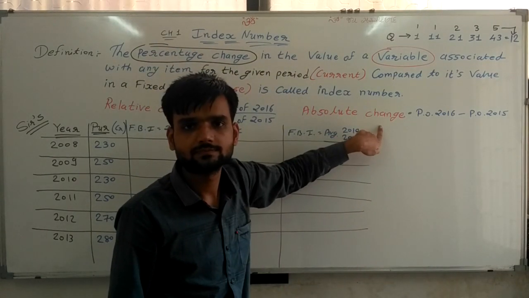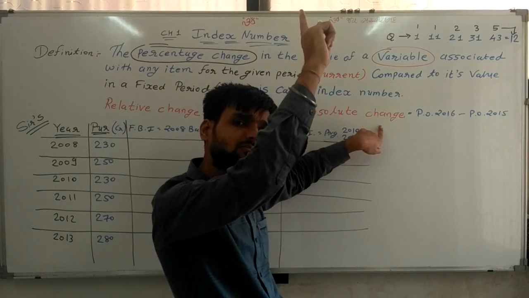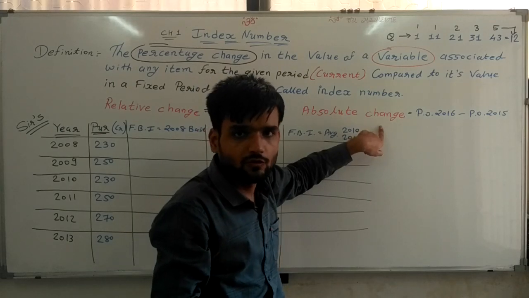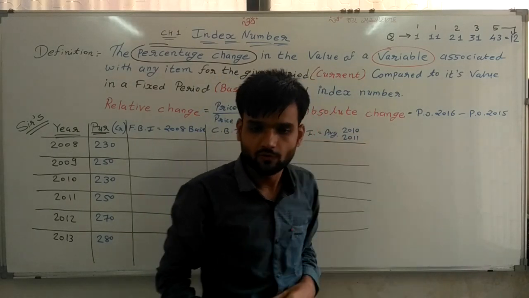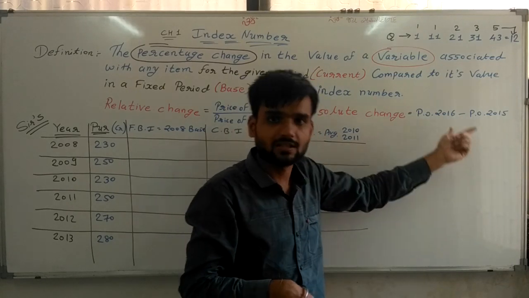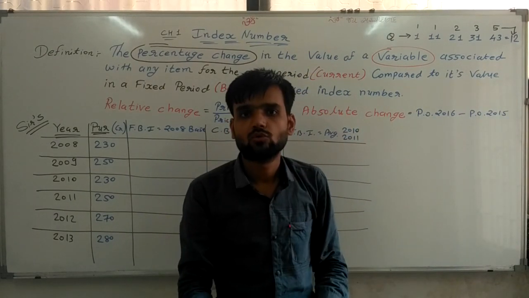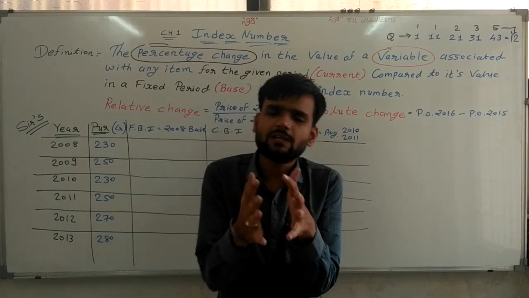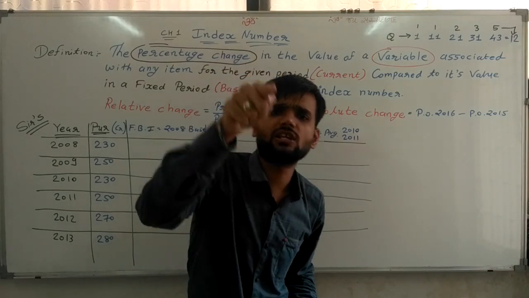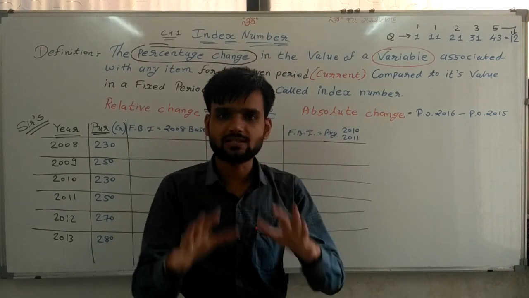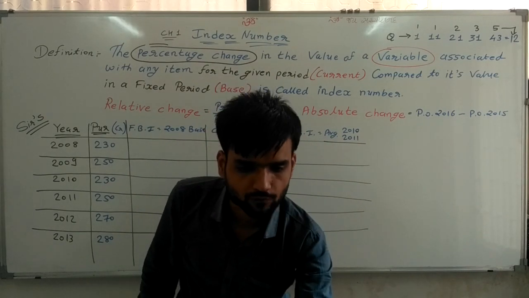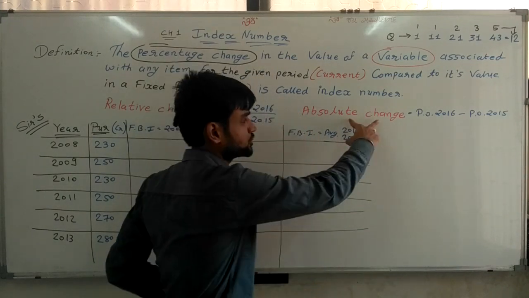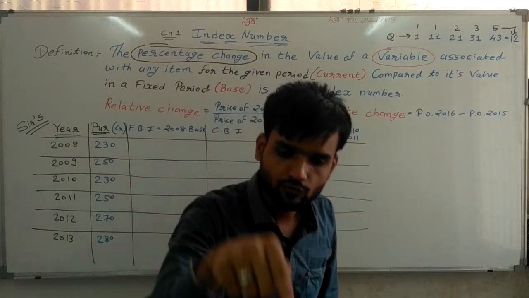Absolute changes. In 2001, 10 rupees. In 2020, 15 rupees. So the current price 15 minus 10, the answer will be 5. And 5 rupees is the absolute change. Here we cannot understand how many percent the increase is. We can only say there is a 5 rupees increase in the value of this pen. So it shows the absolute change in the value of this variable.